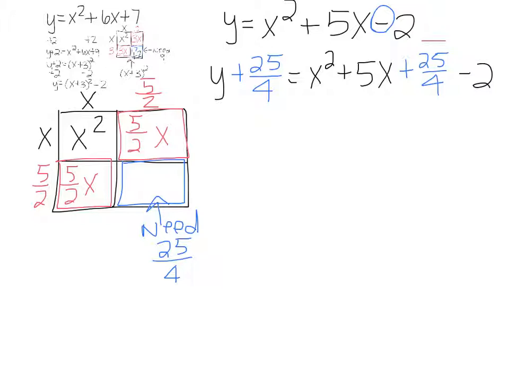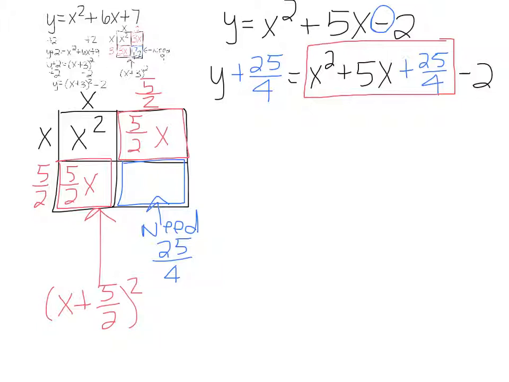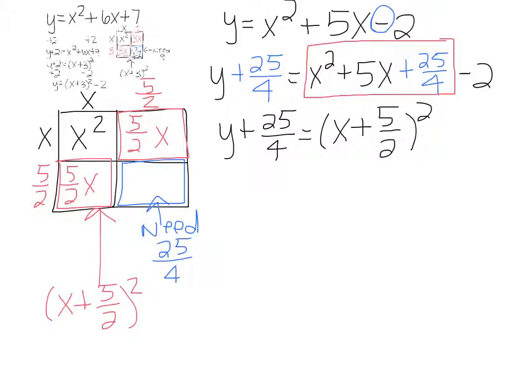What that allows you to do is group this part, which is really the representative of this square, which has an area of (x plus 5 halves) squared, together. So that means that this simplifies to be y plus 25/4 is equal to (x plus 5 halves) squared minus 2. Notice that the red boxed in area simplified to be the area of that square, since that was the part that was representing the square. The final step would be to subtract the 25/4 from both sides.